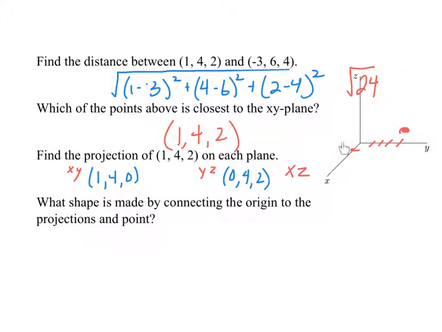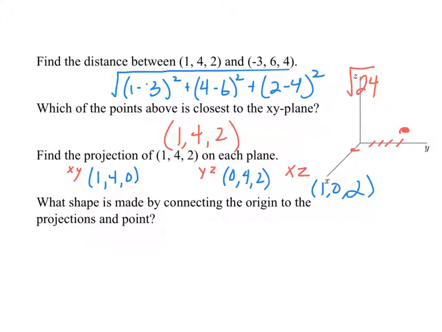Of course, the XZ plane is over here. So imagine you've got a light. You're shining it over. Where's it going to hit? Well, you're still going to be over 1. You're still going to be up 2. But indeed, the Y will be 0. So it's going to be 1, 0, 2.